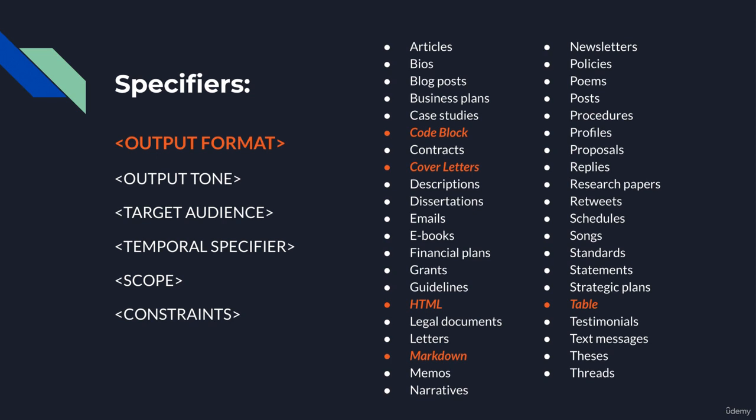We'll now move on to specifiers. Specifiers are the words, adjectives, or nouns that tell the model what you want the output to be like. The first of the group of specifiers is the output format. It's crucial to specify the output format you want because otherwise the model doesn't know what you're looking for. Some of the examples that I regularly use are code block, cover letter, HTML, Markdown, table, etc.